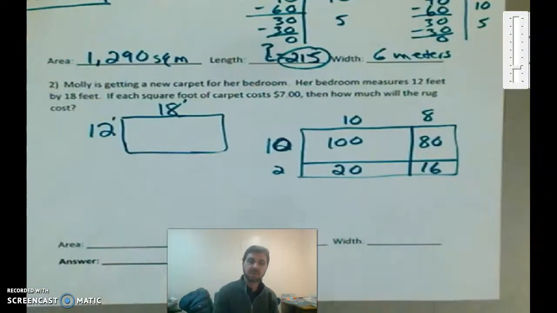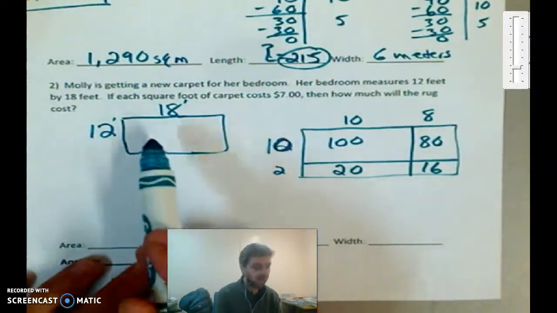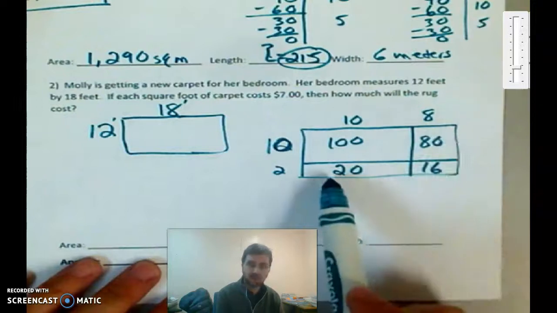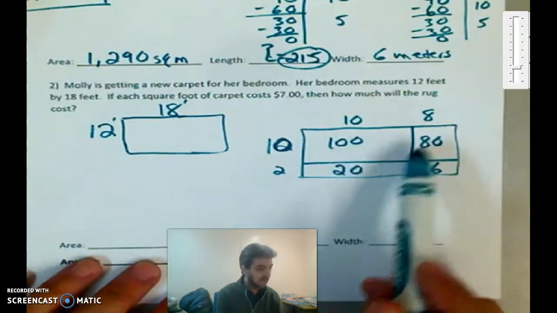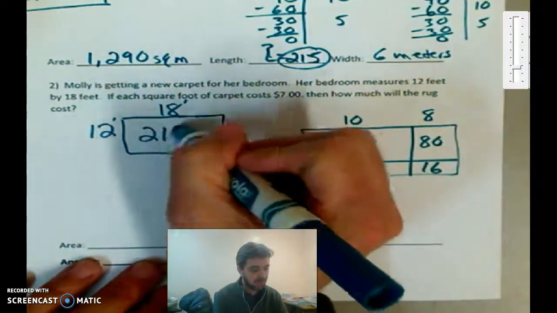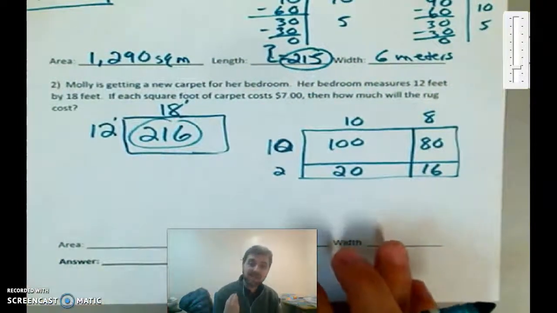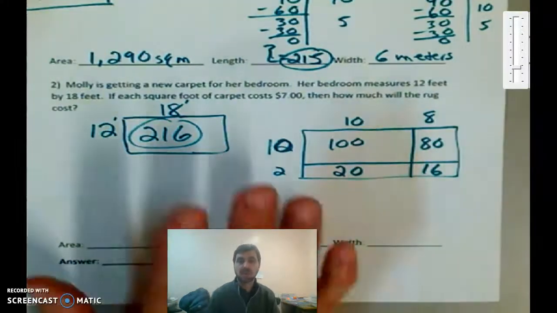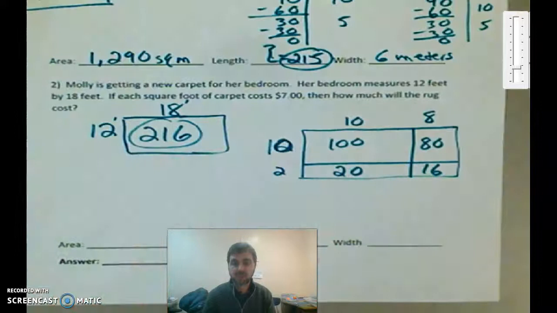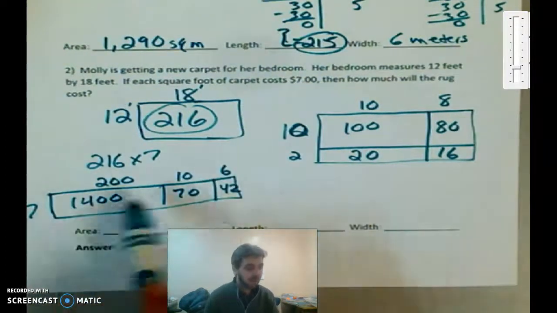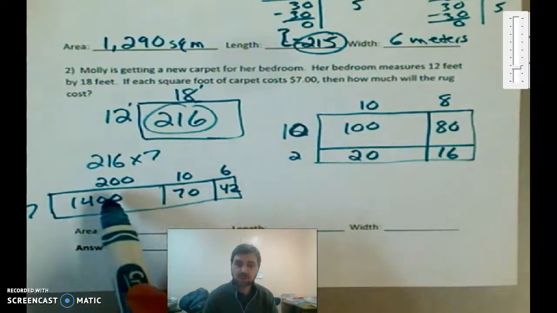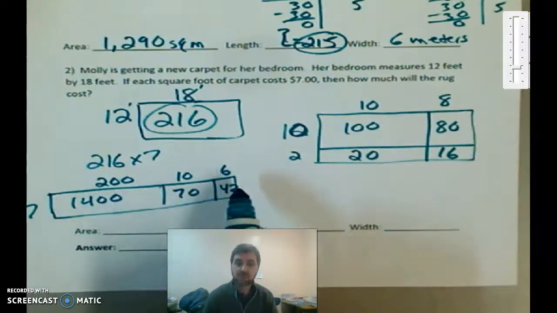All right, so boys and girls, the first thing you need to do is find the area. So I used my area model, and I got 180 plus 20 plus 16, so it's 216. But the question is, if each square foot costs $7, then how much will the rug cost? So the answer is not 216, it's 216 times 7. So here's your area model. If you add up 1,400 plus 70 plus 42. There you go.